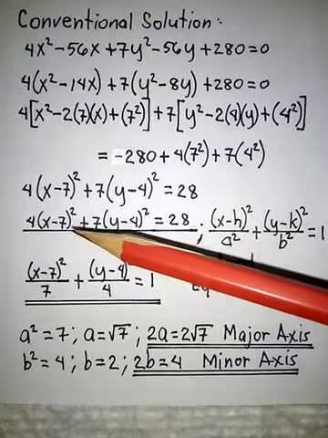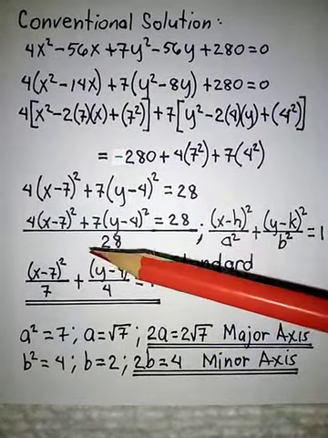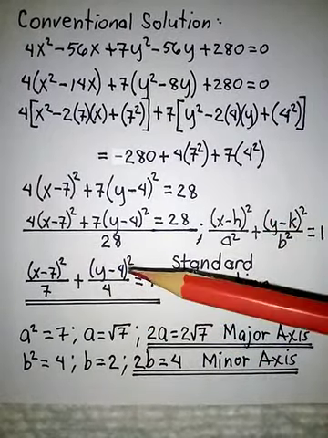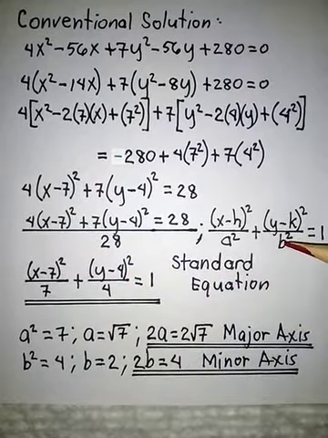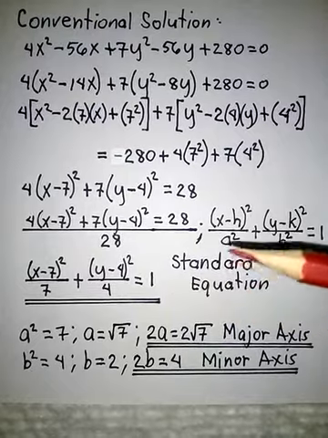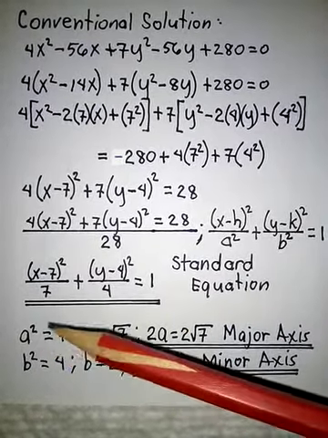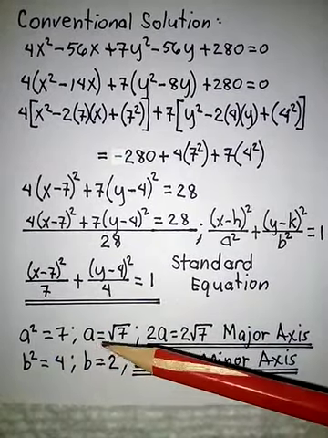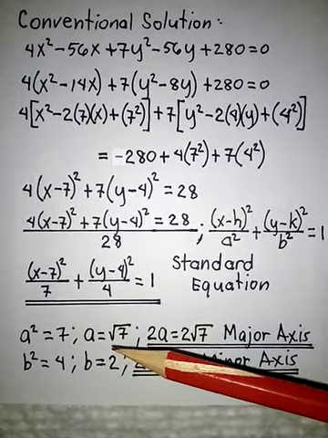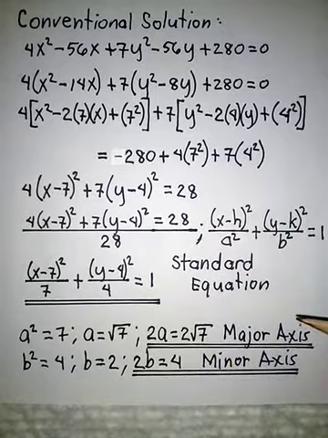So, now, after computing everything, we have h here 7 and then a squared here is equal to 7. So y minus k, we have here y minus 4 quantity squared all over b squared, which is equal to 4, and equal to 1. So here a squared is equal to 7. And a is equal to square root of 7. So 2a is equal to 2 square root of 7 for the major axis.